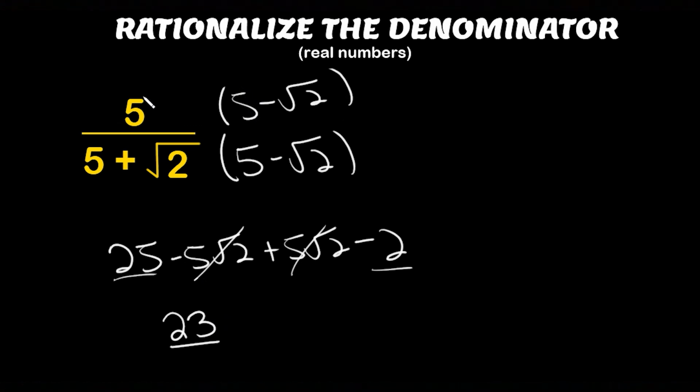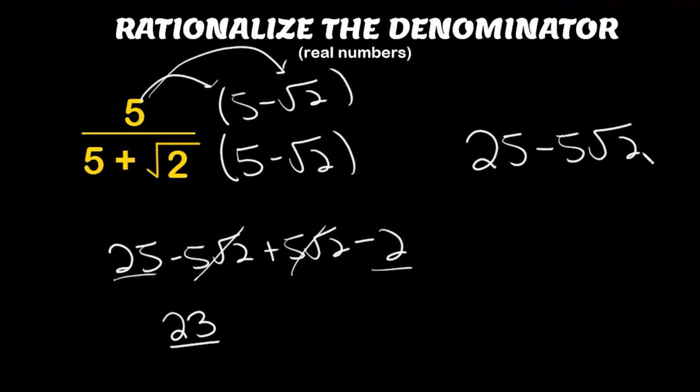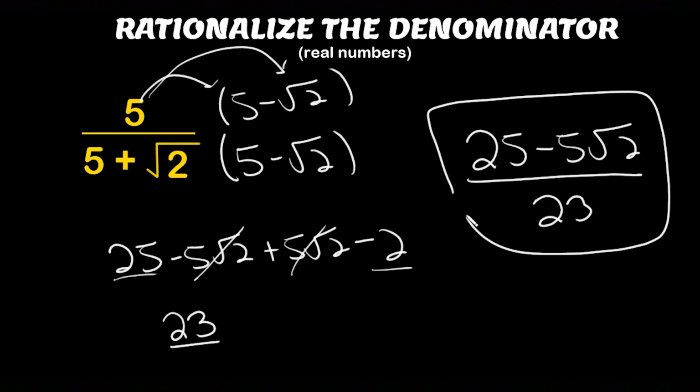All I have to do is distribute this 5 inside parentheses 2 times, and I'm done. So 5 times 5, that's going to be 25. And then 5 times negative square root of 2, that's going to be negative 5 square root of 2. All over my denominator, which was 23. Okay, and that is it. So that's all you have to do here, and that is going to be rationalizing the denominator in this particular example.